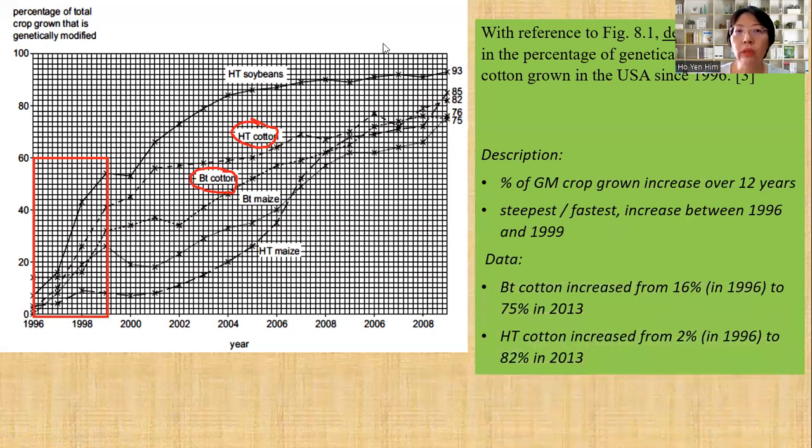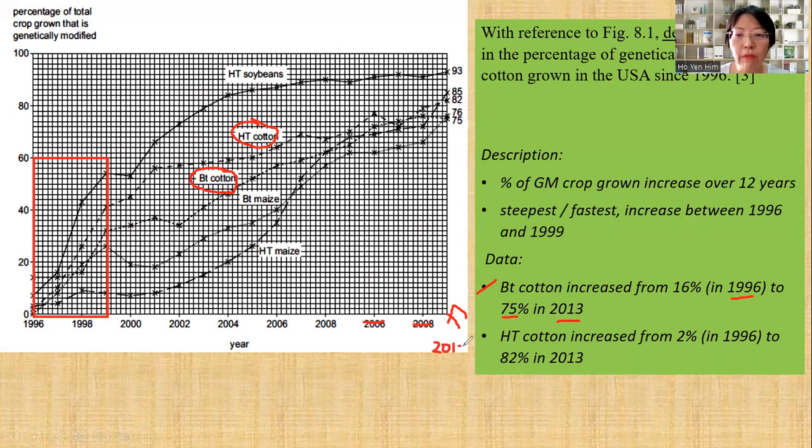Now the student quotes the data. So this is called quote the data, right? BT cotton increases from 16% in 1996 to 75% in 2013. So this one is actually 2013. I don't know why these two are incorrect. Okay. So this one is 2013.